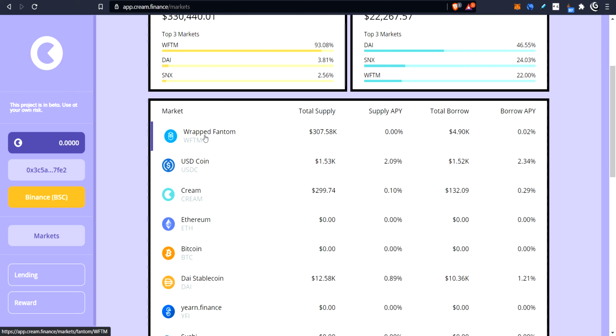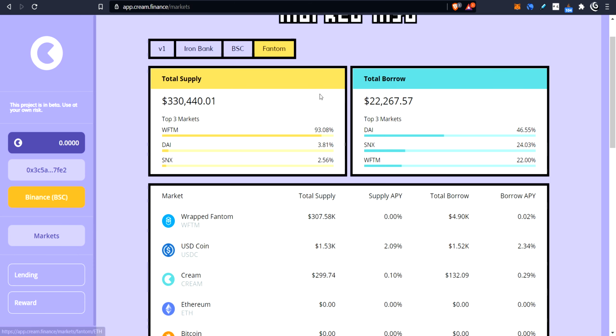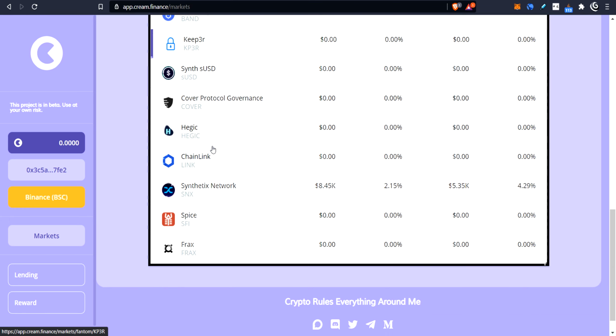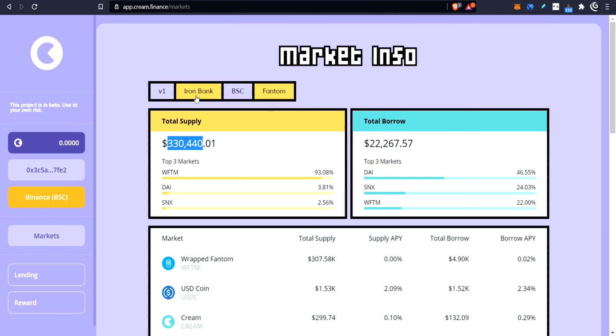Now, this is probably the biggest supply. As you can see, the total supply is... Where is it? Total supply is 300K. There's not a whole lot of total value locked yet into the Phantom Cream contract because there's not a whole lot going on Phantom quite yet. But I'm sure it will start to pick up eventually, and more and more tokens will get used in here and utilized. Okay, so over to Iron Bank.